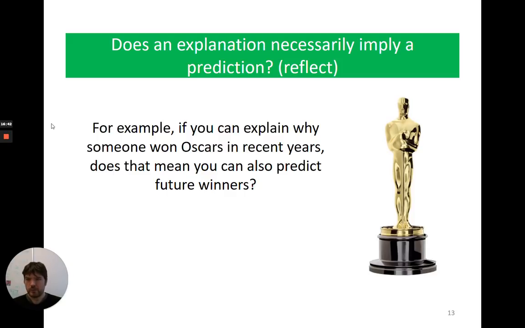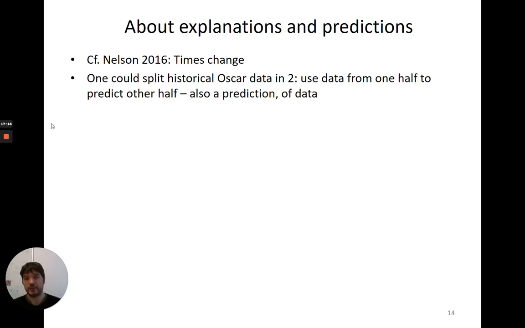I mentioned something briefly about prediction before. I want to follow up on that. Does an explanation necessarily imply a prediction? So does a theoretical explanation necessarily imply a prediction? If you want to, you can pause the video just to think about it. And for instance, think about, let's say I can provide a theoretical explanation of why a certain kind of individual won Oscars in recent years. Does that mean you can also predict future winners? So if you think or claim you've explained something, does that necessarily mean that you've predicted?